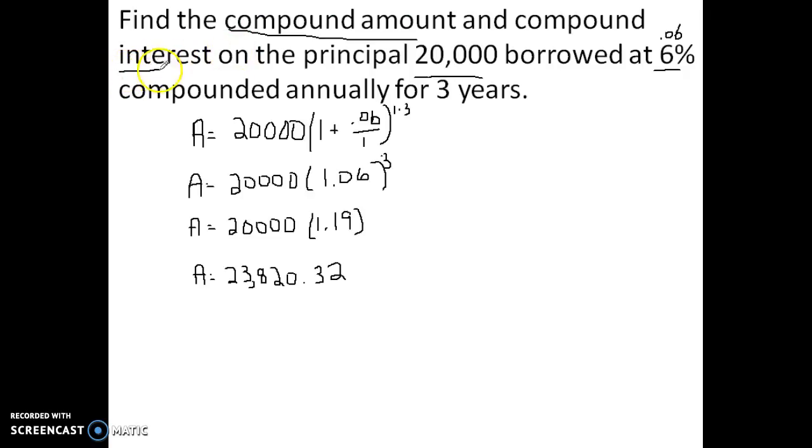Next up is what our interest is. If we had to create a new label, let's call that I. Our I is simply the amount that we have at the end minus what we had at the beginning. So if we take our $23,820.32 and subtract off $20,000, we're left with $3,820.32 in interest. So if we borrowed money, we're going to end up paying $3,800 extra when we pay all the money back. If we were to invest, that's the amount of money we ended up with in interest added on to our amount.